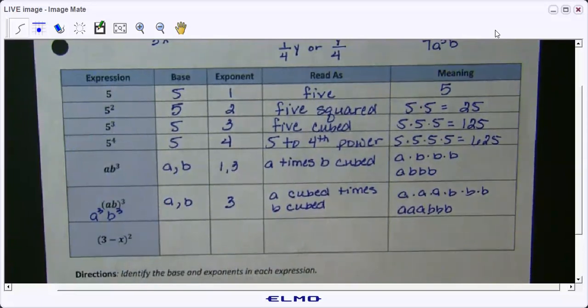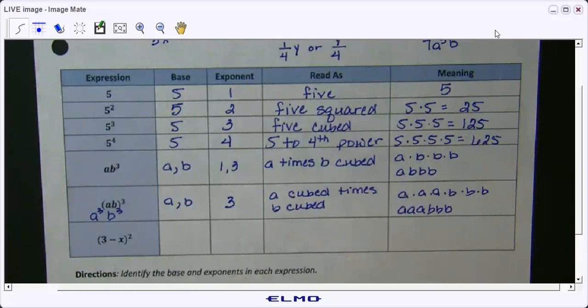Now let me tell you what the confusion could be, because that's what this one is, right? So how do I know that I'm talking about this or this? Right, so that's why I put A cubed times B cubed. Now on your homework, because it can be written a couple of different ways, I would take that into consideration. All right, so just keep that in mind.